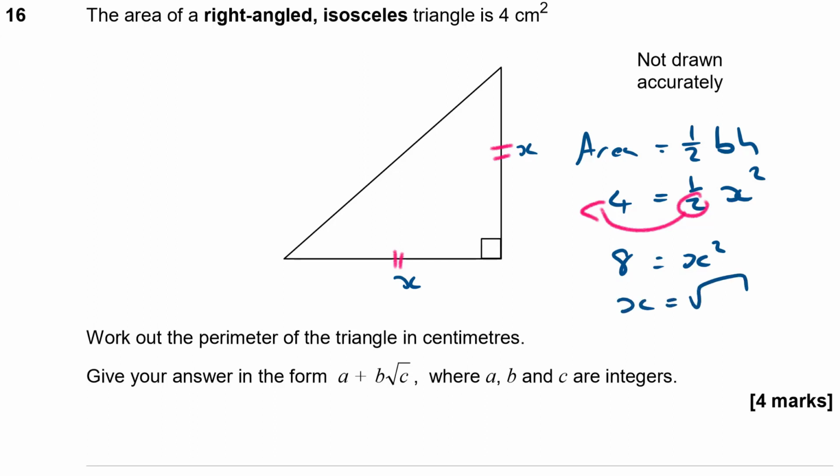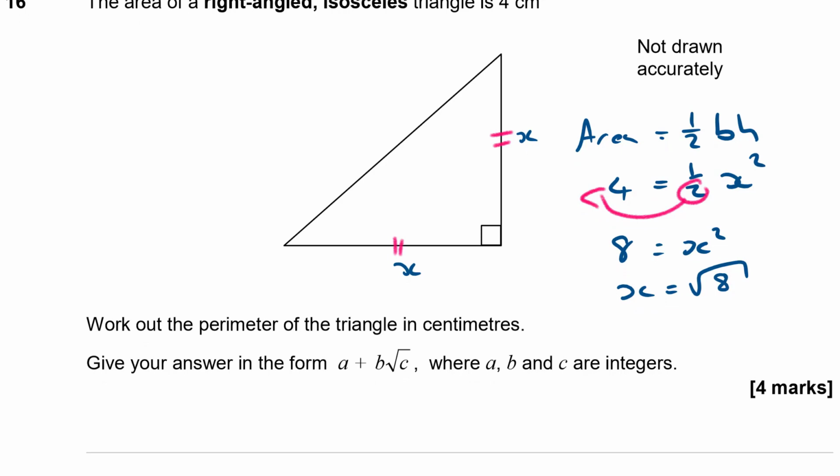Now I said earlier when you square root you get a plus and minus solution, but in this case a negative solution doesn't make sense because it's a positive length. So we can just use the root x, so root 8 as the solution here. Okay, so now we know that this side is root 8 and this side is root 8.